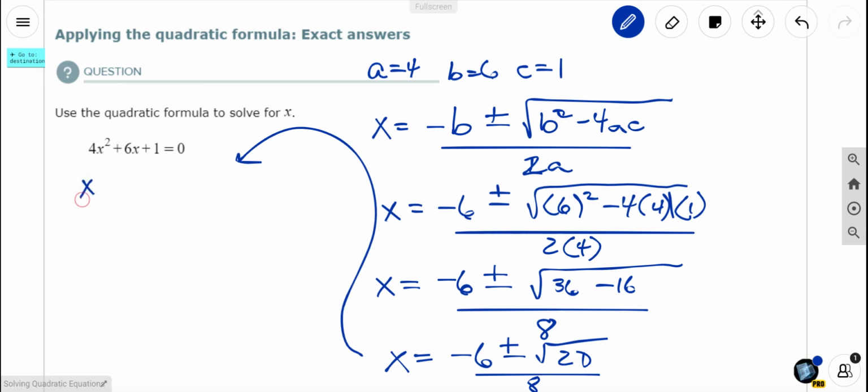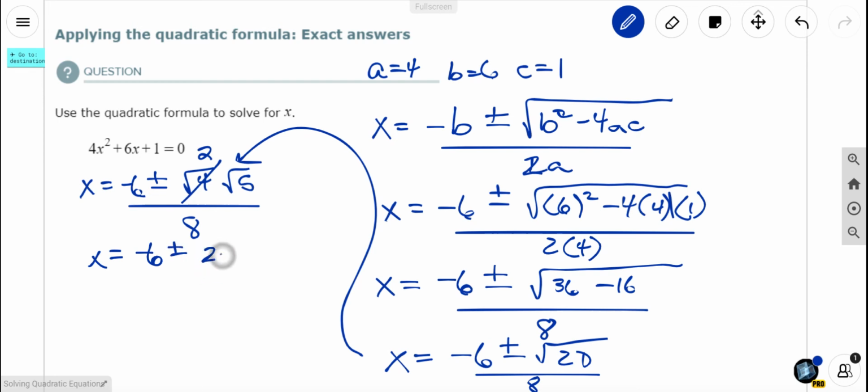So x is equal to negative 6 plus or minus the square root of 4 times the square root of 5 all over 2a, sorry, I already did 2a. All over 8. This becomes 2. Okay. Still not done. x is equal to negative 6 plus or minus 2 root 5 all over 8.